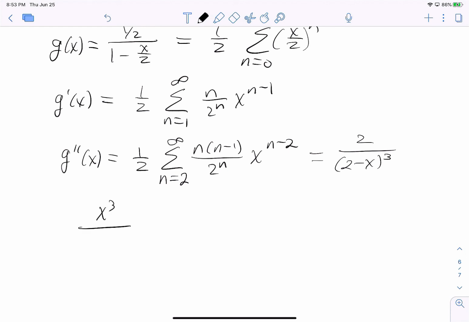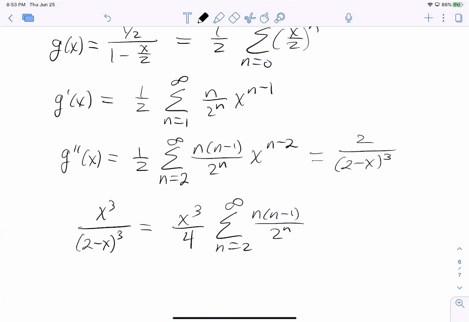x cubed over the quantity of 2 minus x cubed will then equal x cubed over 4 times the sum as n goes from 2 to infinity of n times n minus 1 over 2 to the n times x to the n minus 2. So again, we divided both sides by 2, turning that 1/2 into a 1/4, and multiplied both sides by x cubed so that we'd have the expression that we were after.